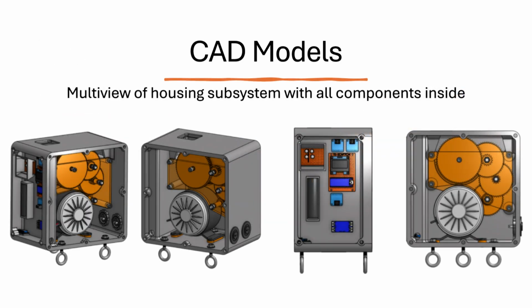Given our housing specifications, size and weight were critical considerations throughout the design process. The housing needed to fit within a volume of 15 to 30 liters while also maintaining a total weight below 11 pounds. To meet these requirements, we selected compact, lightweight components whenever possible.